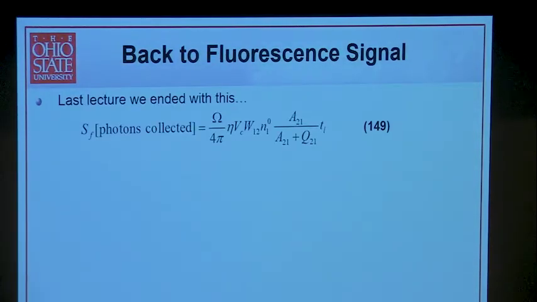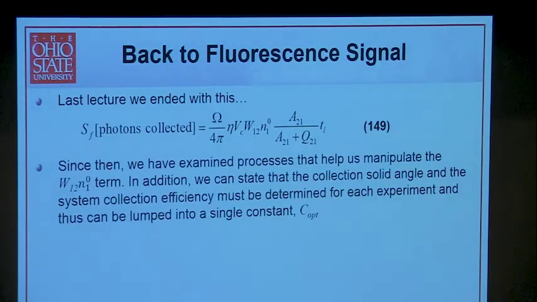Okay, let's come back to the fluorescence signal and put a lot of this together. We ended with this total number of photons collected, and we were still left with a lot of terms that we couldn't just plug a number into very quickly. But since then we've looked at terms that help us get rid of this absorption rate times the initial population in whatever quantum state we investigate. We also are going to lump all of these experimental parameters. If we have a collection volume and an efficiency, we'll call that a single constant called COP. You have to calibrate that out anyway in any experiment.